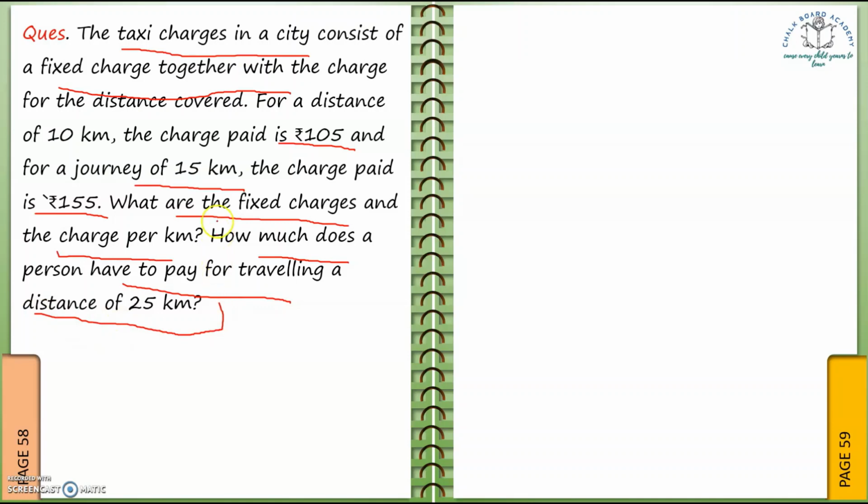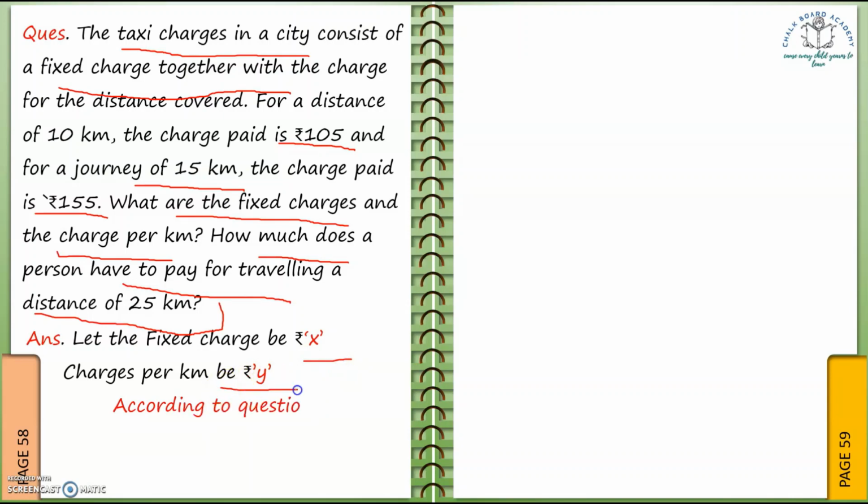So in the first part we have to find out the fixed charge and charge per kilometer, and in the second part we have to calculate the charges for 25 kilometers. So we are going to start with assuming again. We are assuming fixed charge be x and charges per kilometer be y. So according to the question we got x plus 10y. x is the fixed charge, 10 is the distance covered, and y is the charge per kilometer. So x plus 10y is equal to 105, and the second equation states x plus 15y is equal to 155.